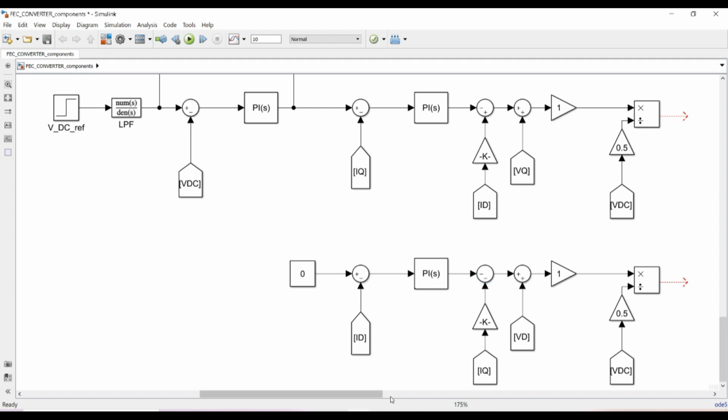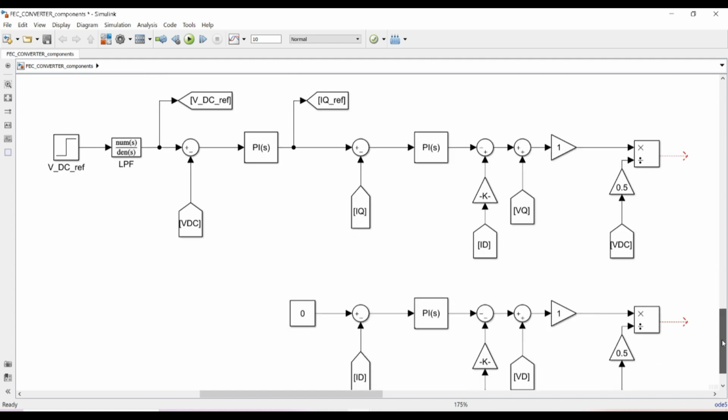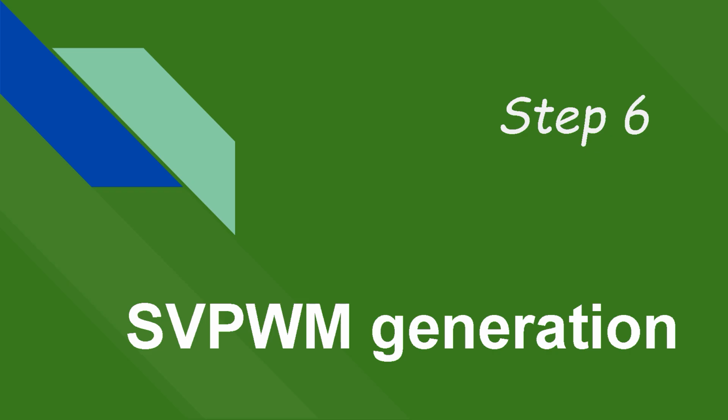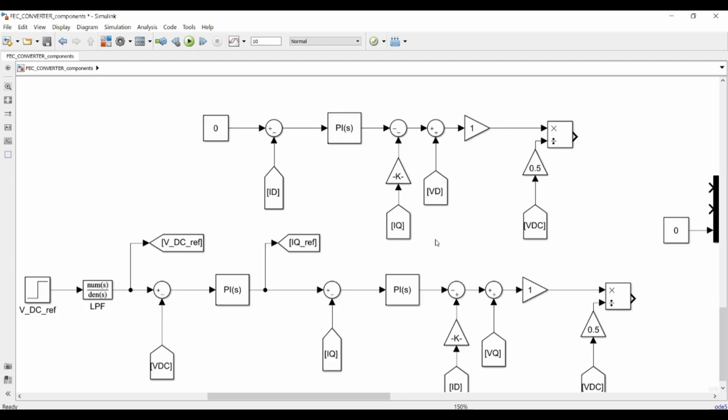Okay. Now here this ends our control logic. From here we are getting VD and VQ. Okay. Made the controller for the D axis and the Q axis.